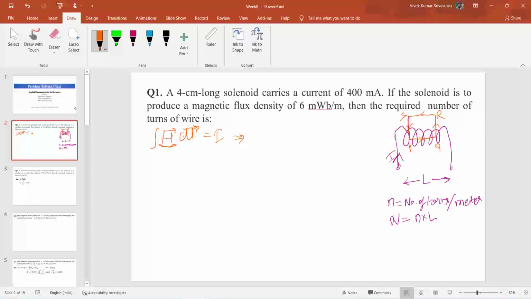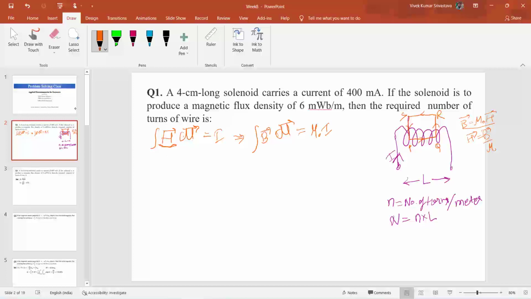As we all know, magnetic flux density B is defined as mu naught times H. So we will replace H by B by mu naught in this expression. The line integral of B dot dl is equal to mu naught times I.